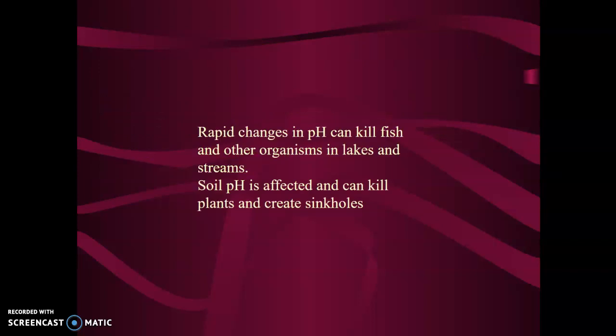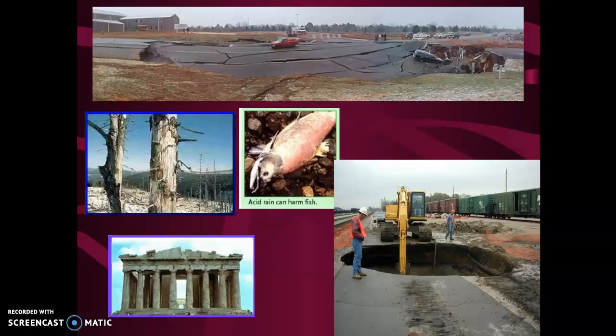Rapid changes in pH can kill fish and other organisms in lakes and streams. Soil pH is affected and can kill plants and create sinkholes. So, all of these are caused by pH and acid rain. This is what happens when you have too many pollutants in one area falling to the ground in the form of acid rain. This is not good. This is why we need to try to limit the amount of pollutants that we release up into the world.